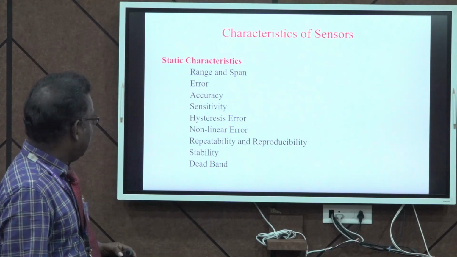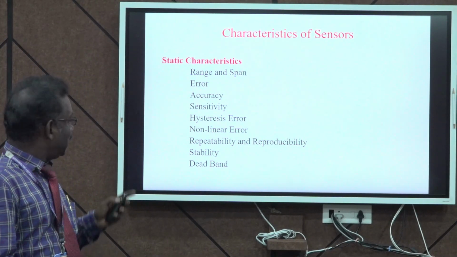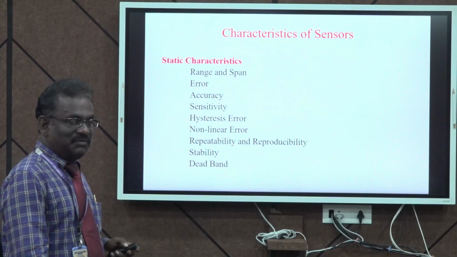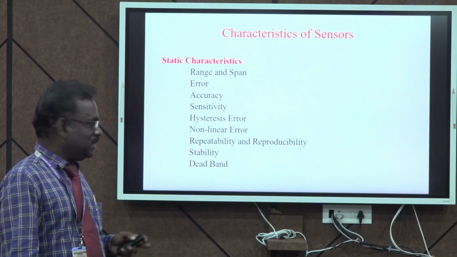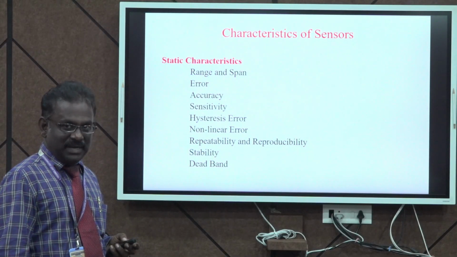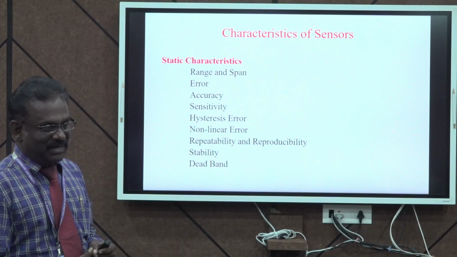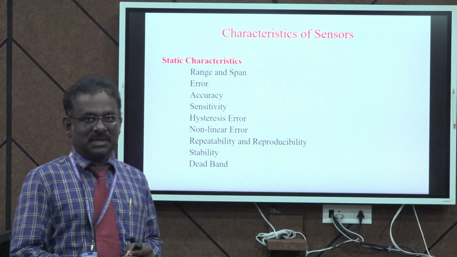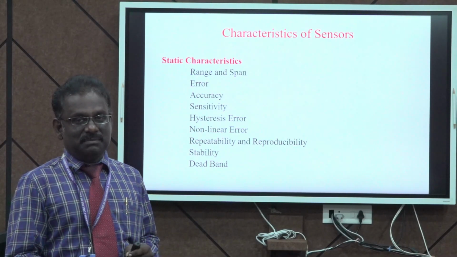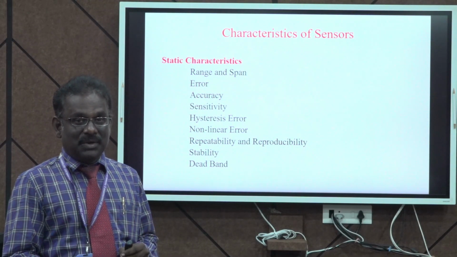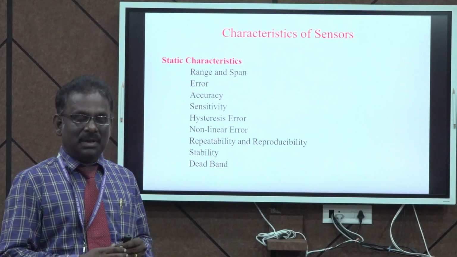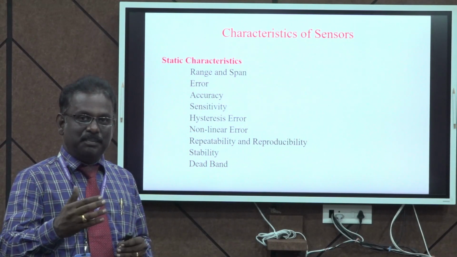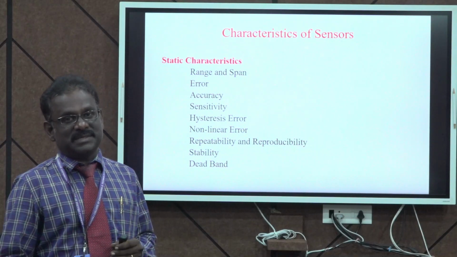The static characteristics are range and span of the sensor, error, accuracy, sensitivity, hysteresis error, nonlinear error, repeatability and reproducibility, stability as well as dead band. Whereas another set of characteristics are called dynamic characteristics. Dynamic characteristics are nothing but the characteristics of the sensor when there is a change in the output, or the characteristics of the sensor before the output reaches the steady state value.